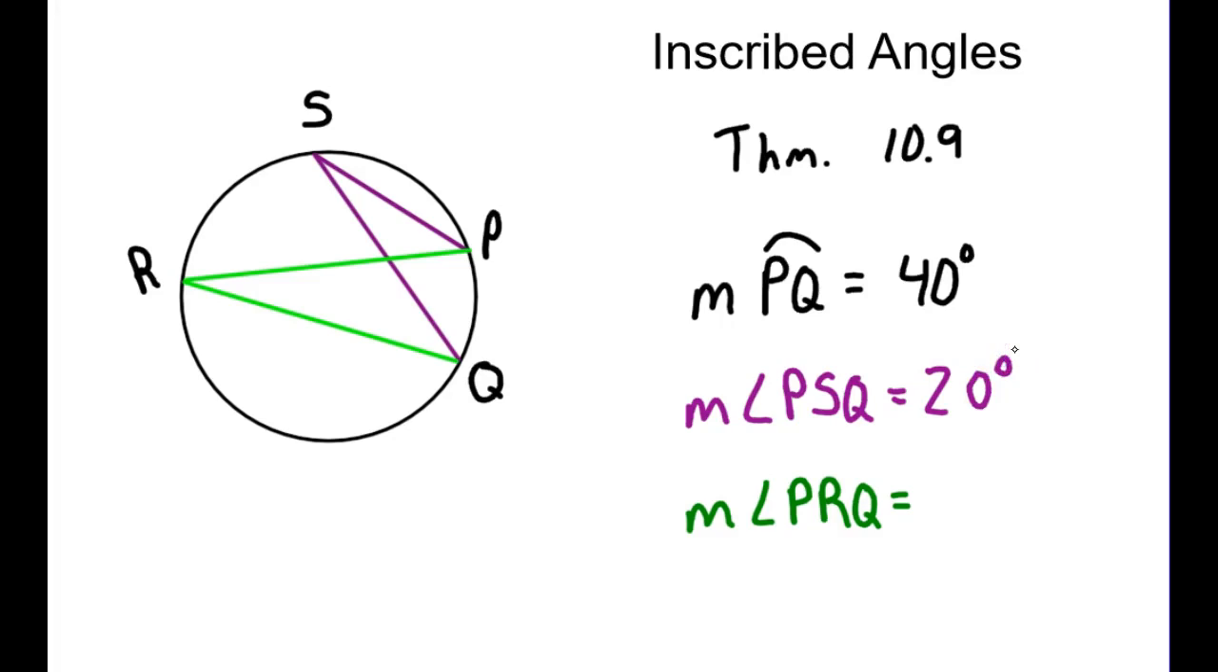Now if we're looking for the measure of angle PRQ, that again is going to be an inscribed angle, so its measure is half of the arc it intercepts. Half of 40 is going to be 20 degrees. So that's what theorem 10.9 tells us. If we have two inscribed angles intercepting the same arc, then they are going to be congruent measures.